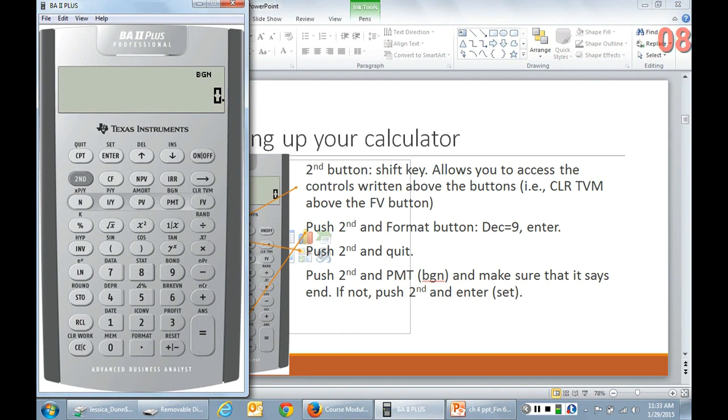So I need to get my calculator back out of begin mode. So second and payment, second and set, and second and quit. So now my calculator is in end mode.